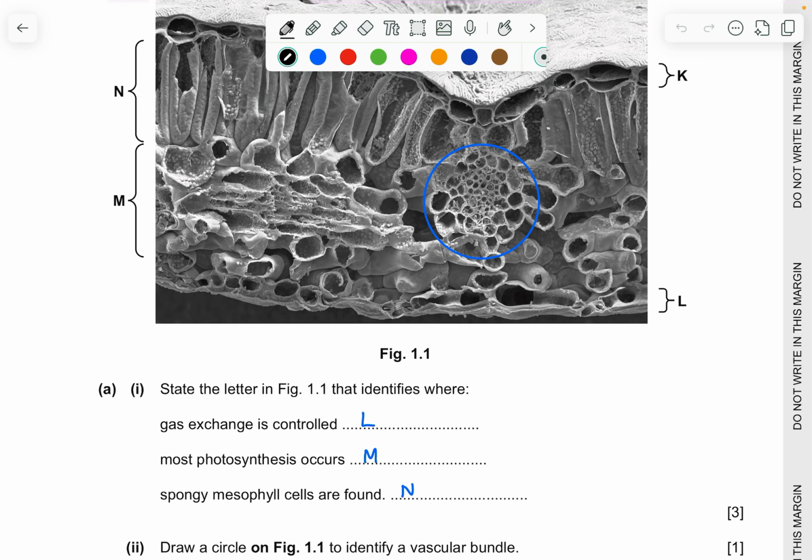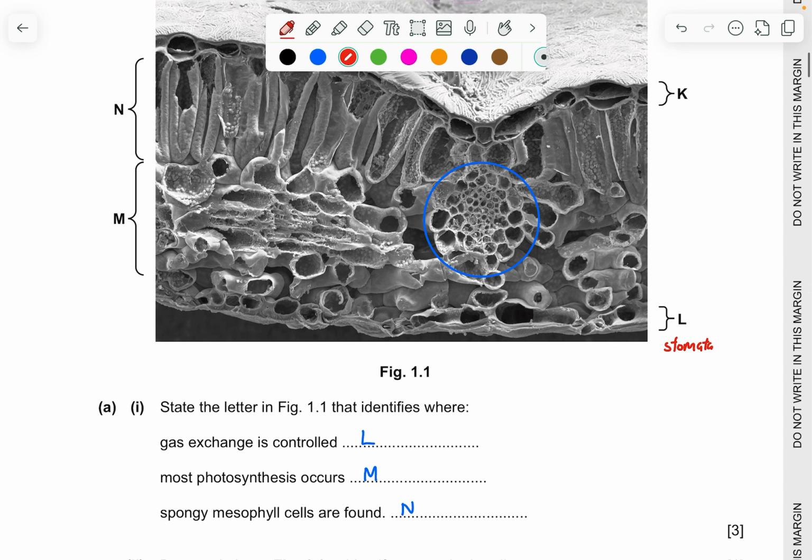So why is it L? Because L is actually the stomata. Although they ask you to put the letter, you must also know what it is. In your brain, you must know what it is.